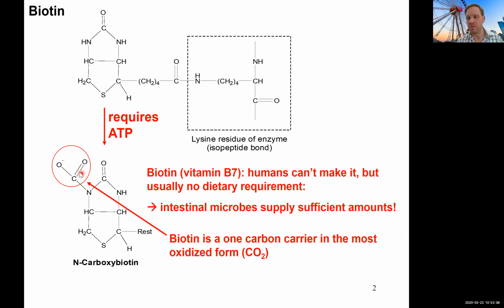It is one of our vitamins, it's vitamin B7, but we're in luck actually. Even though we cannot make it, we usually do not need to get it through our diet because our intestinal microbes are doing the job. In most cases, our intestinal microbes that are capable of producing this compound supply us with sufficient amounts of this cofactor.